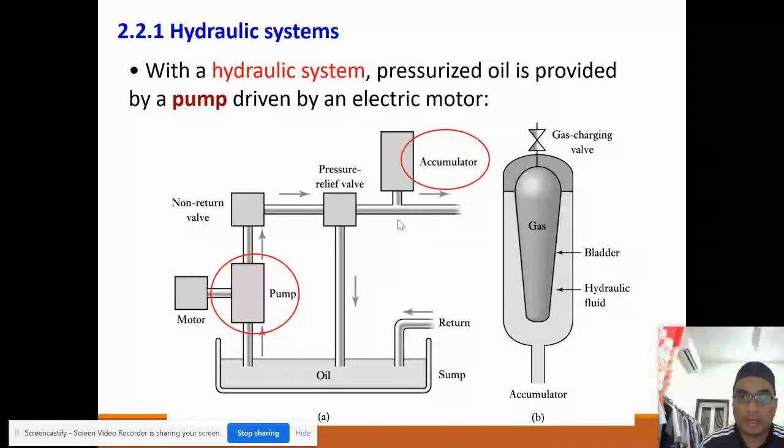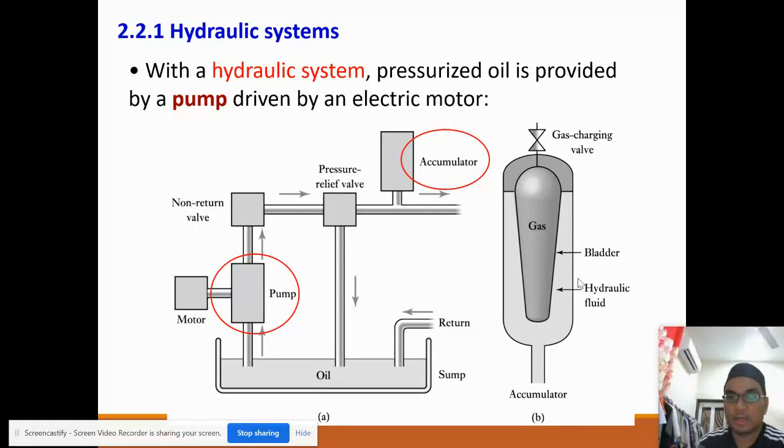Before going to the system to move the actuator system, there is one subsystem called the accumulator. This accumulator is to smooth out any short-term fluctuation in the output of the oil pressure. The function is very simple. It controls the oil pressure. For example, if the oil pressure is increased, the bladder here will contract and reduce the pressure.